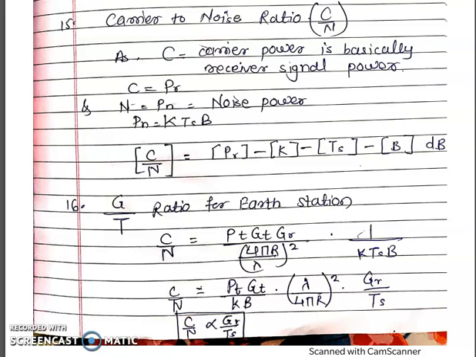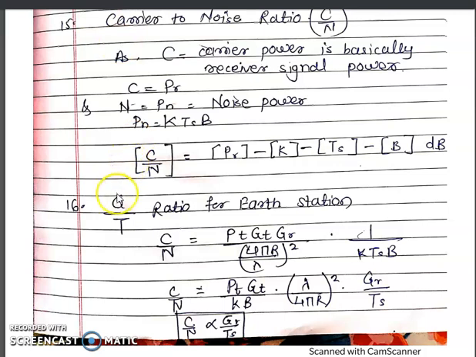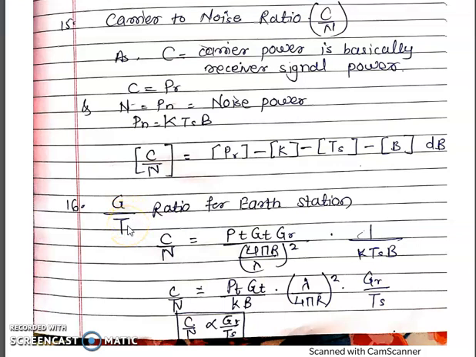Hello students, in the last video, that is video number 1, we already saw what the C by N ratio is. Now, what is the G by T ratio for the earth station? G is the gain of the receiver and T is the noise temperature, that is the system temperature. Now, what is the relation between C by N and G by T? Again, numericals are based on C by N and G by T.